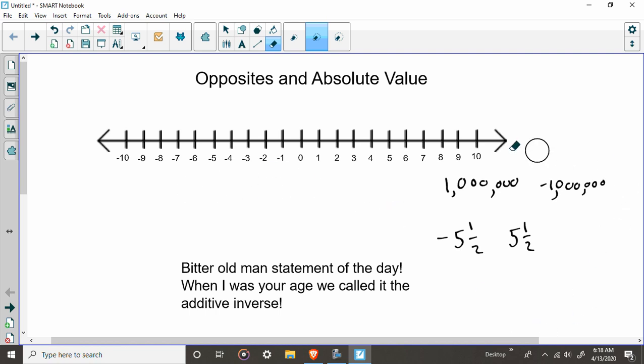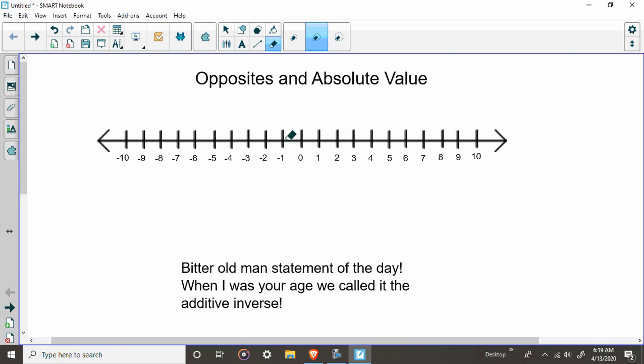Now, distance is something that we measure always in positive numbers. So while we know positive and negative integers exist, when we measure distance, we always measure in positive units. If these were feet, and I went from 0 to 10, I'd be going 10 feet. If I went 0 to -10, I'd also be going 10 feet. I wouldn't say I went -10 feet. I would say I went 10 feet to the left, or I went 10 feet to the right.